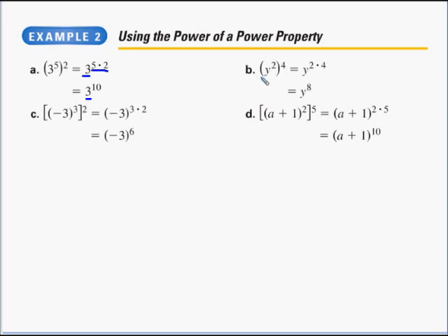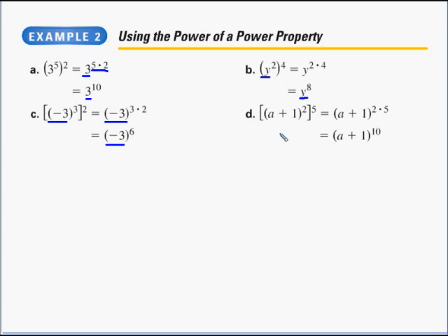Again, our base in letter B is y squared to the 4th. So we have the same base, y squared times the 4th, so y to the 8th. In letter C, we have -3 cubed, and we want that to be squared. Remember to keep your base -3, and then we'll go ahead and put our exponents. That was cubed and then squared. So our base stays the same, -3, and 3 times 2 is 6.